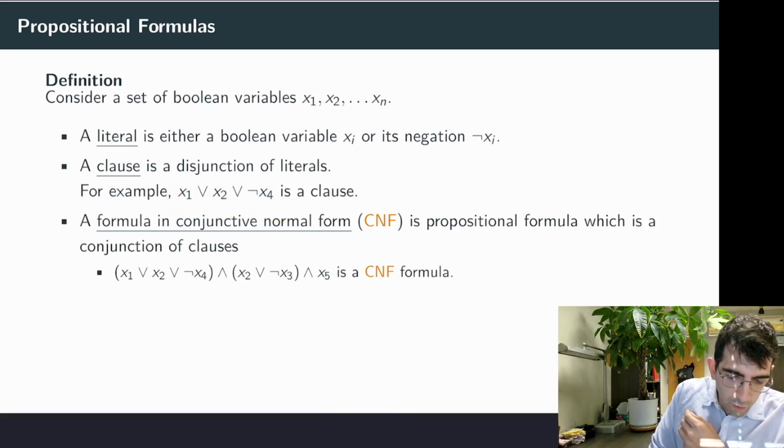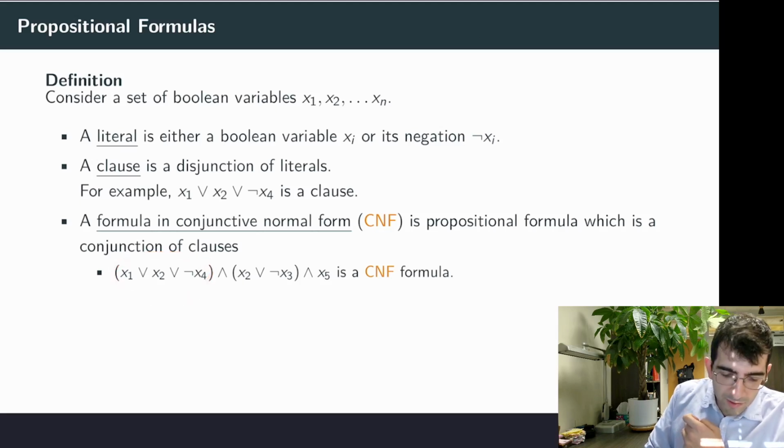A formula in conjunctive normal form is a conjunction of clauses. Okay, so it is a conjunction. It is clauses ANDed together, and each of these clauses is a disjunction of variables.